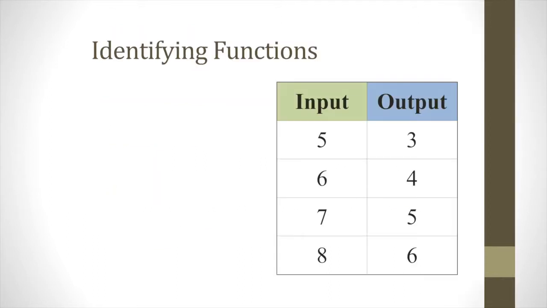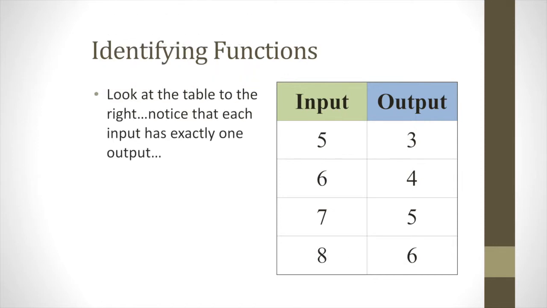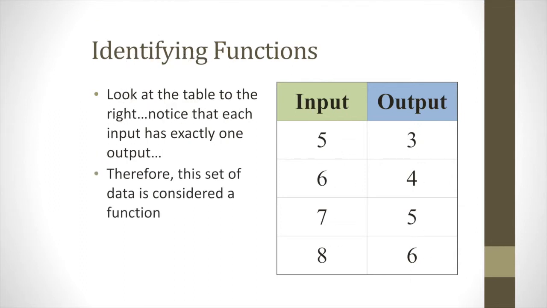So we've got this. All right, so let's look here. Every one input, I've got an input of 5, has one output of 3. So far, so good. Every 6 has one output of 4, so we're fine. Every 7 has one output of 5, and every 8 has one output of 6. So this one is definitely a function. Each input has only one output. That's all it has. So this one is therefore considered a function.